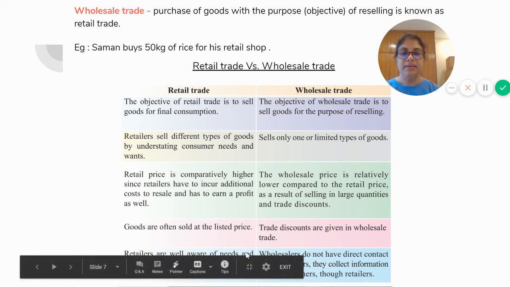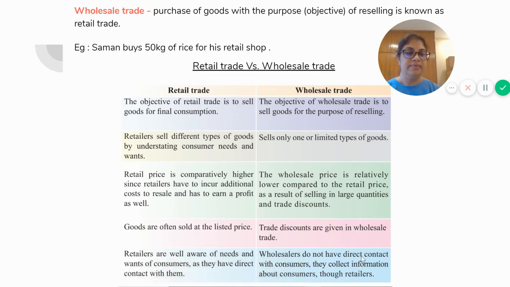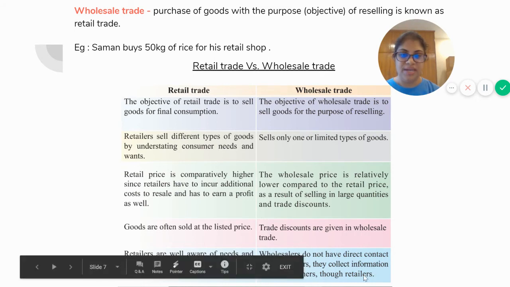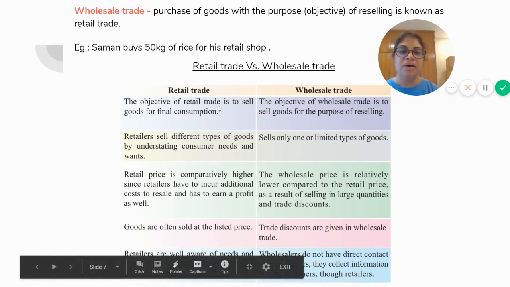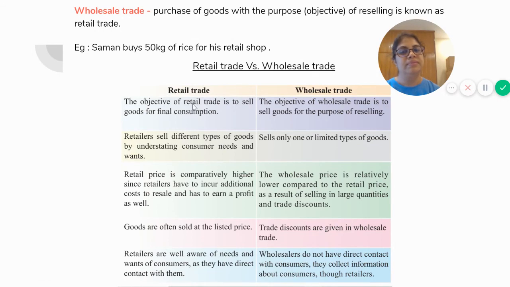Then the last one: retailers are well aware of the needs and wants of consumers as they have direct contact with them. It's true, and it's clear to you, I think. Wholesalers do not have direct contact with consumers. They collect information about consumers through retailers. If they want some information, it will be collected from the retailers. So these are the main 5 differences that we can identify with regard to retail trade and wholesale trade. That's how they are differentiated.